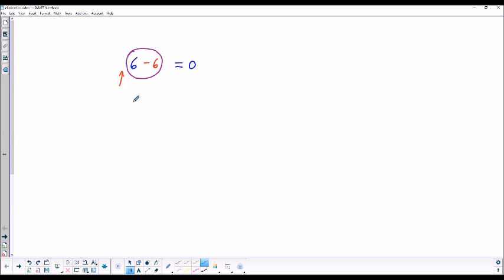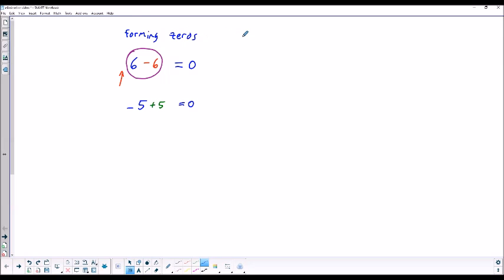What about if I had -5? How would I create 0 by using that -5? Well, because that's a negative, we'd have to add 5 to create 0. That forms another 0 pair. So that's using addition and subtraction to form zeros.